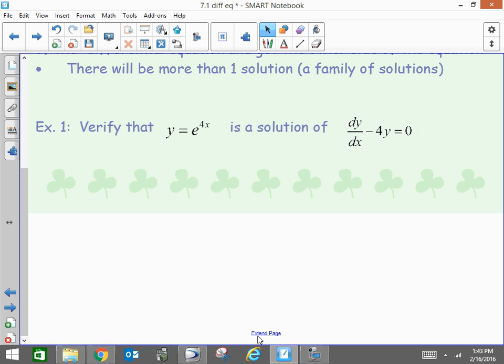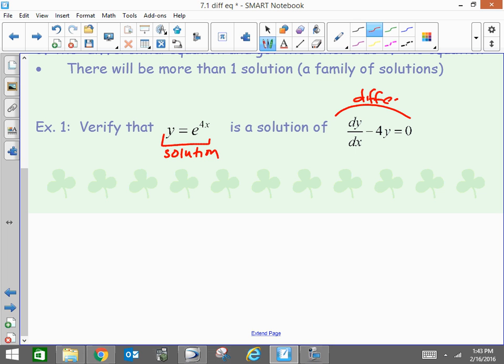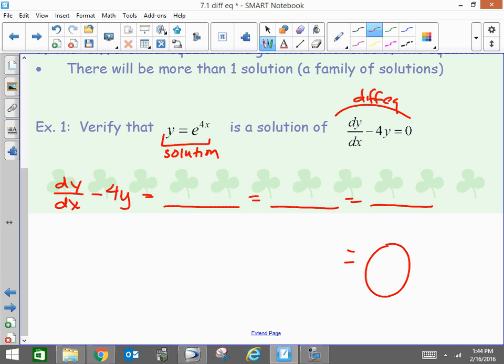Okay, so let's verify. This is a solution. So that's my solution, and this is my DPQ. So we're going to put the solution in my DPQ. We're going to start with dy dx minus 4y equals... Finally, we should be at 0. That's the grand plan. Remember doing that in pre-calc? That chapter 7 was pretty heavy on that. Remember that? Because we did a lot of it.